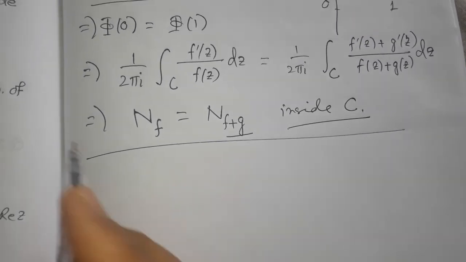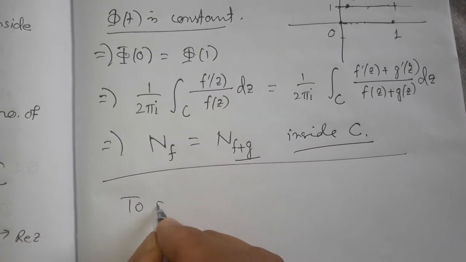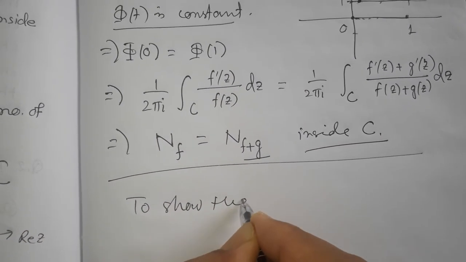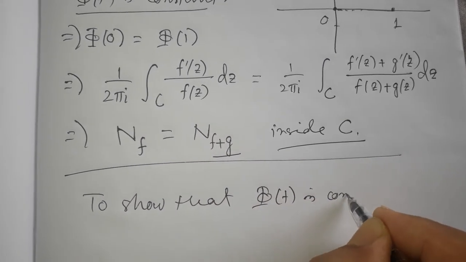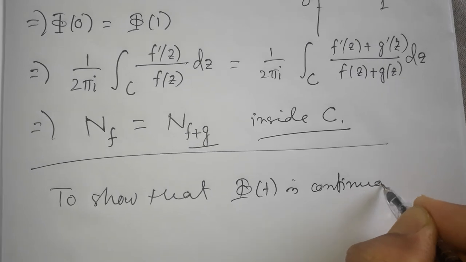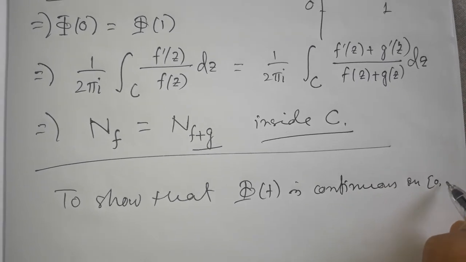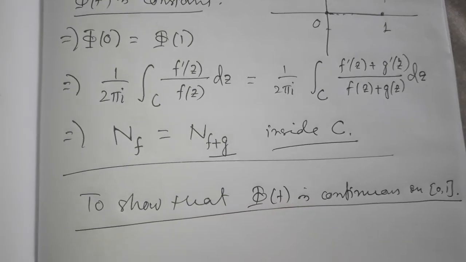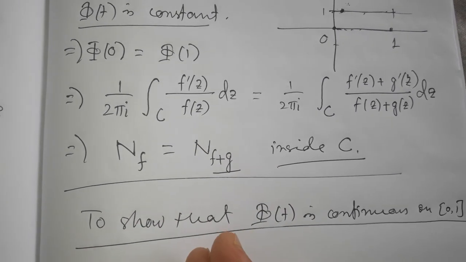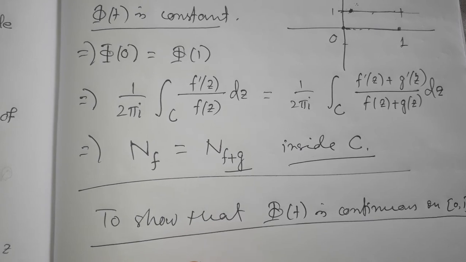So we only need to show that phi(t) is continuous on 0 to 1. If we can show that, then we are done. So that is Rouche's theorem. In the next video, I will do that.